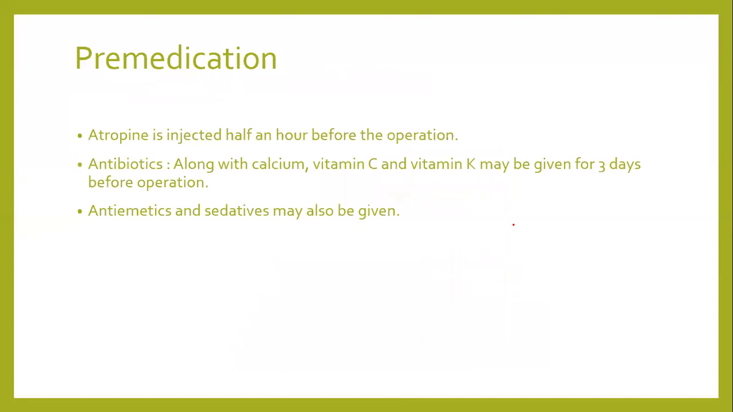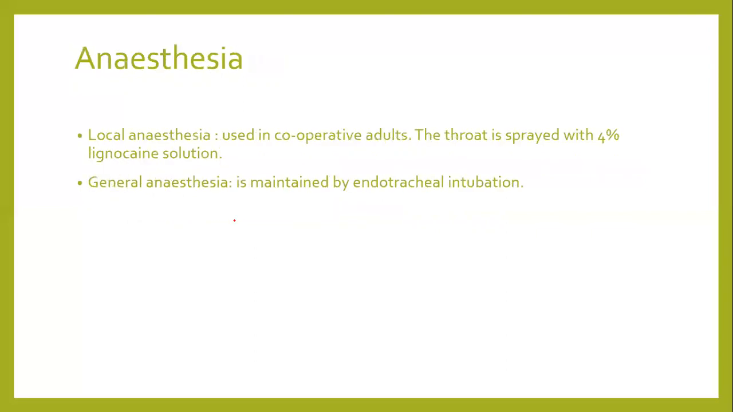The premedications: prior to the surgery, we can provide medications such as atropine. It should be administered half an hour before the operation to reduce the amount of saliva formation. So to perform tonsillectomy we should control saliva production, and for that we can provide atropine. Antibiotics, along with calcium and vitamins C and K, can be given as antibiotic therapy for 3 days before the operation to prevent the risk of infection. Antiemetics and sedatives can be given.